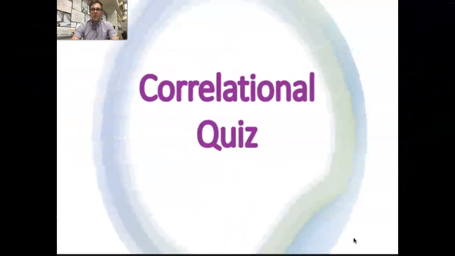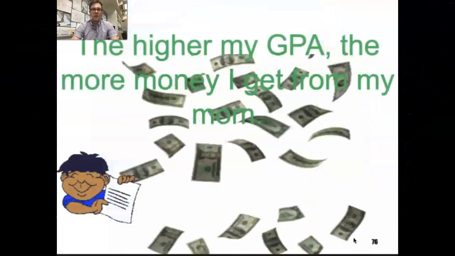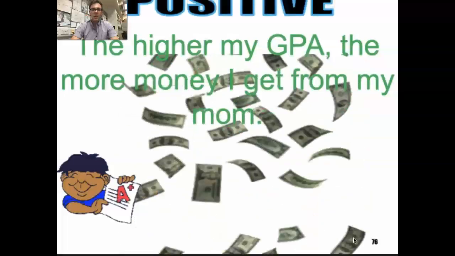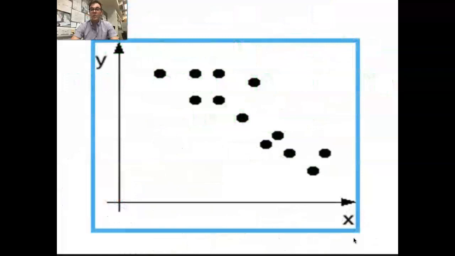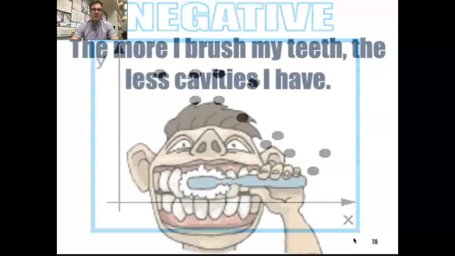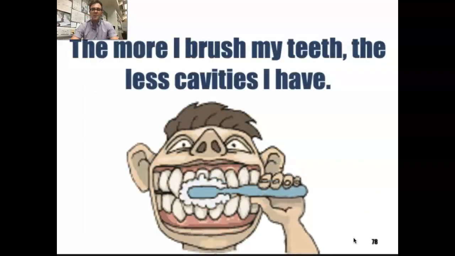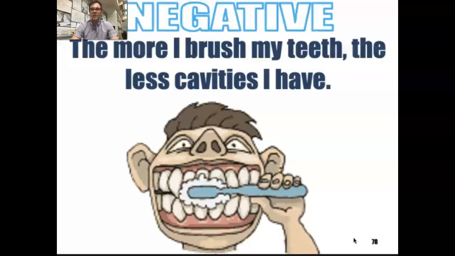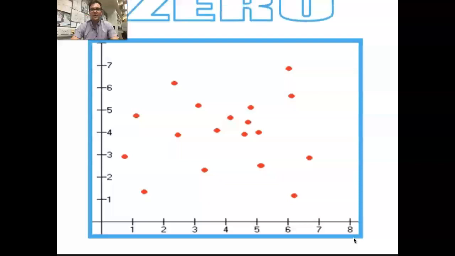All right, we're going to do a little correlation quiz here. The higher my GPA, the more money I get from my mom. This is going to be a positive correlation. All right, what is this? It's going downward, right? So the variables are inverse, so it would be a negative correlation. The more I brush my teeth, the fewer cavities I have. Negative correlation. There's no correlation here. Zero correlation.